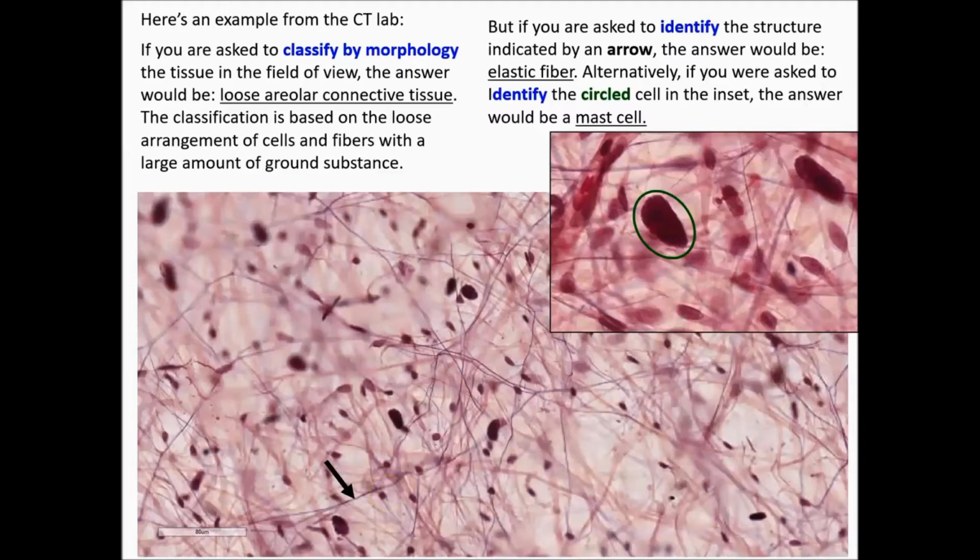Alternatively, sometimes we put in a low mag and a high mag in the same image and ask you to identify something at higher magnification. So I could ask you to identify the circled cell, and the answer there would be a mast cell. I could have circled one in this lower mag, but that's a little bit low for cellular identification. I prefer to do that at a little higher of a magnification for you.